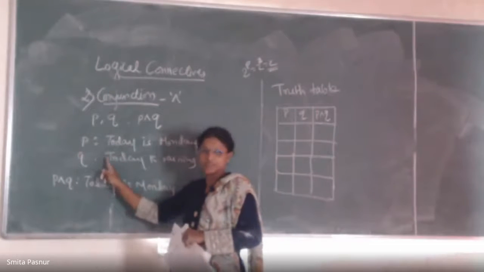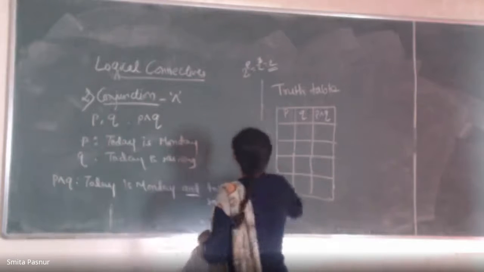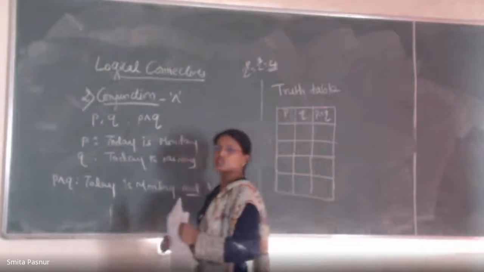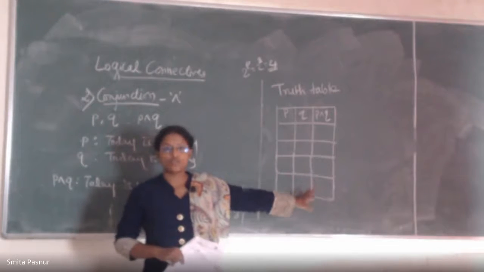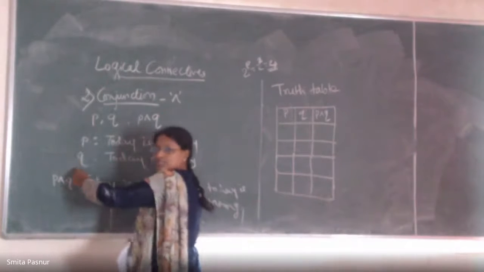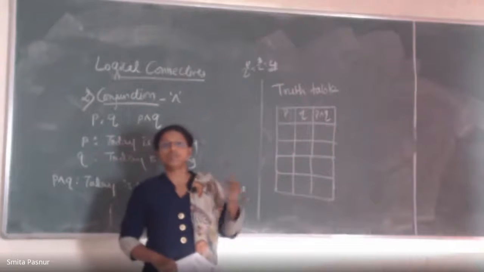That means 2 propositions are there. So how many truth values will you get here? 2 raised to 2 is 4. Got it? So you will have 4 values in the table. Understood how to decide? If you have 2 statements, then 4 values. That is 2 raised to the power of the number of propositions.